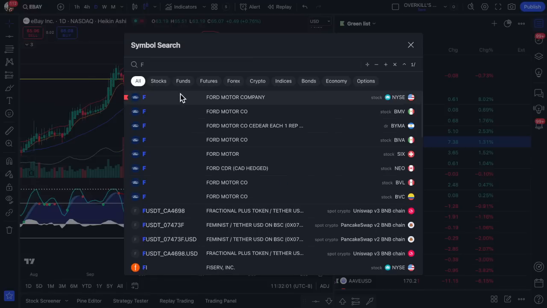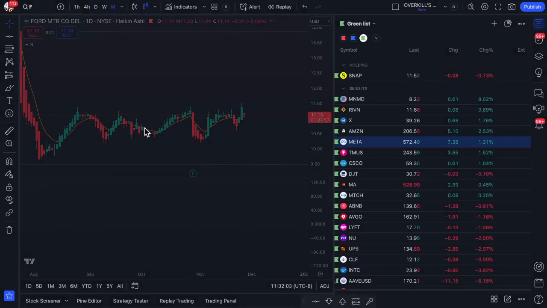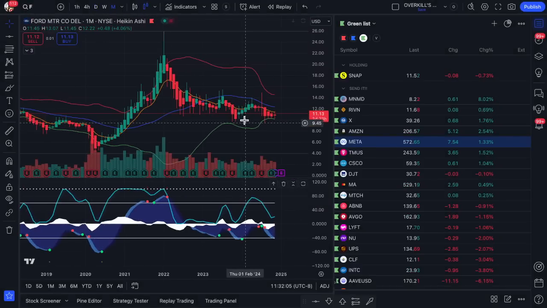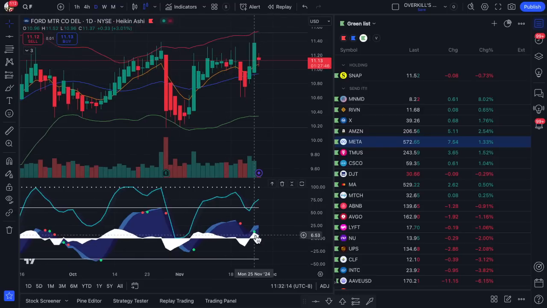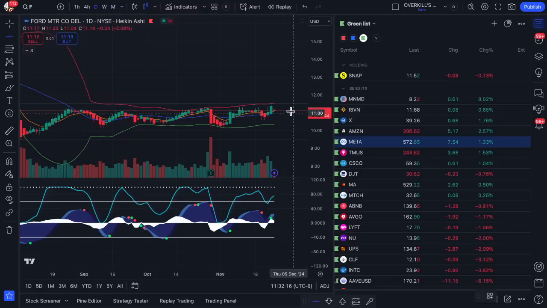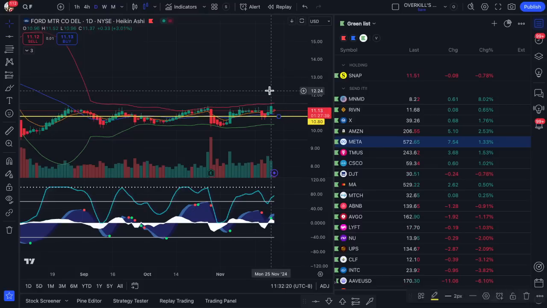Oh, we got Ford. Ford, we got a monthly. Okay, the monthly's still red, but you can see how it's trying to curl here on Ford, and it's just kind of bouncing around here. So we got a green dot, looks like yesterday. The level to play on that, if you're in it, is going to be 1090, but I still would like to see a bigger breakout.